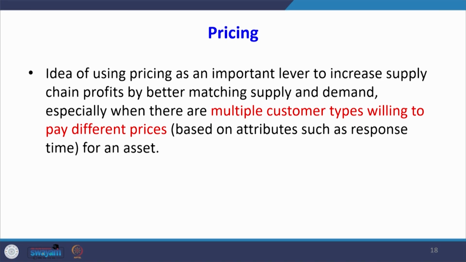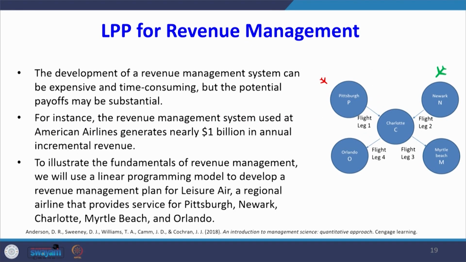There are different types of people, willing to pay different prices based on attributes such as the response time of an asset. For example, we can send by speed post or ordinary post. With speed post, people do not want to wait; the document has to be sent in a very short period of time, so they prefer speed post by paying a higher price. We can send it by ordinary post also, and people are willing to wait. That way, the easiest way to manage demand is pricing, and that is what we are going to do.